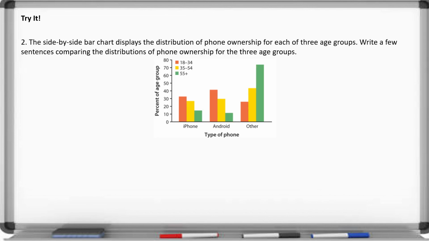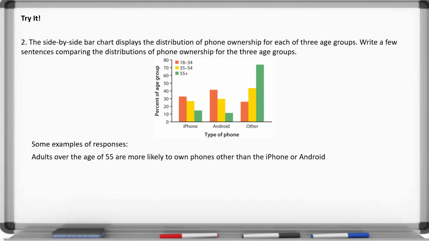Now let's look at the second one. We have the chart, and it's broken down by categories. We want to compare the distributions based off of age categories. Here are some examples of responses that you may add. In this example, the green bar represents adults over the age of 55. It seems that the adults over the age of 55 are more likely to own phones other than the iPhone or Android. So these guys are more likely to own the older generation phones, maybe the brick phones, maybe the flip phones.